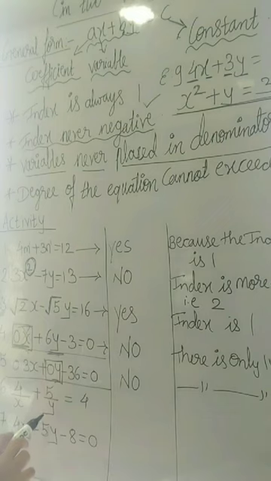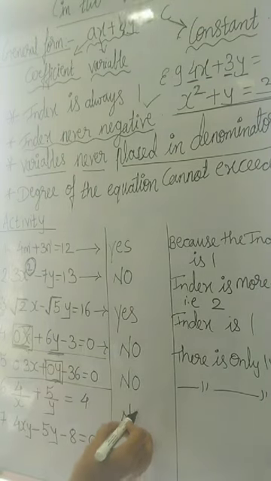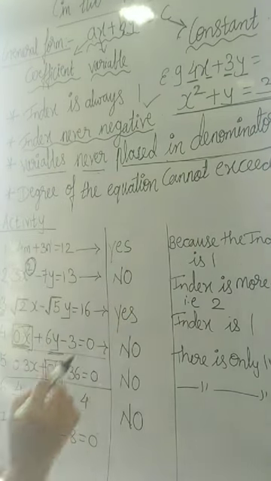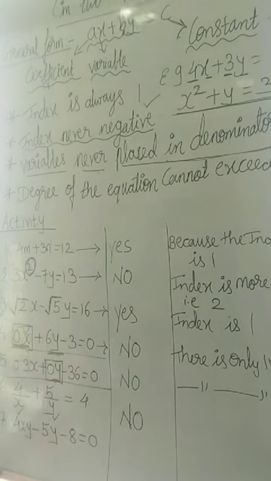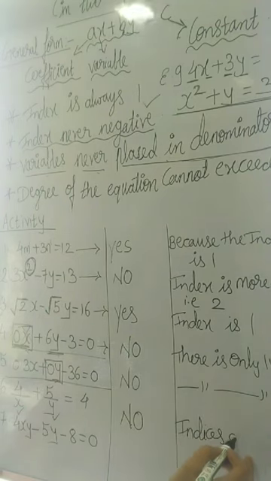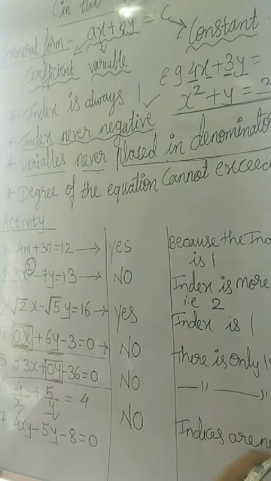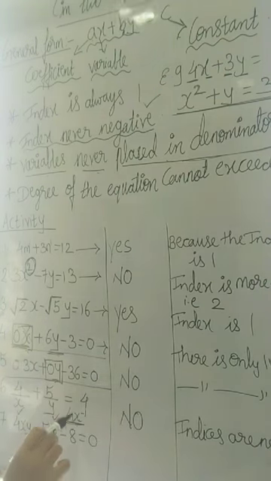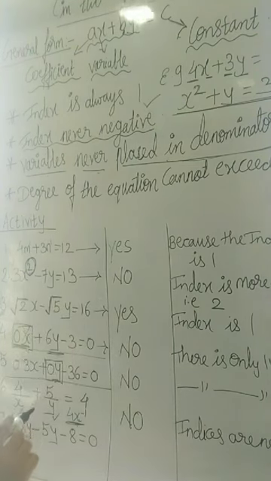This one, is it a linear equation, students? No, because I told you that variables are never placed in denominators. Here you can see both these variables are placed in denominators. So I will say no, and here the reason will be that the indices are negative. Why do I say indices are negative? Because if I write it like this, 4x, and this denominator I take up in the place of the numerator, then the power goes as -1. That's why I can write the same equation in this manner. So the reason is indices are negative, and that is why it is not a linear equation.